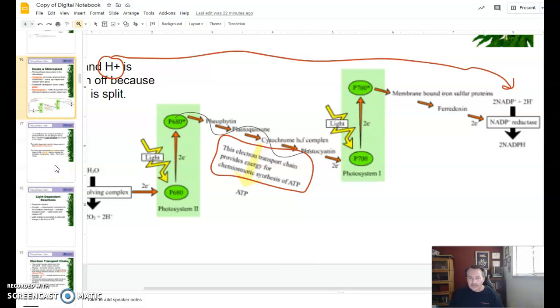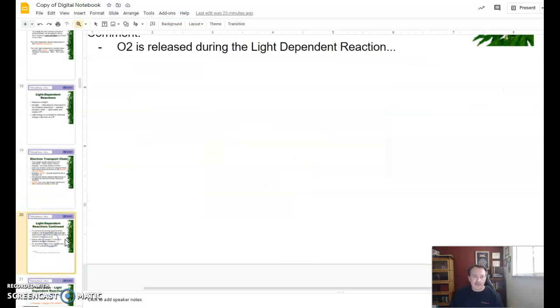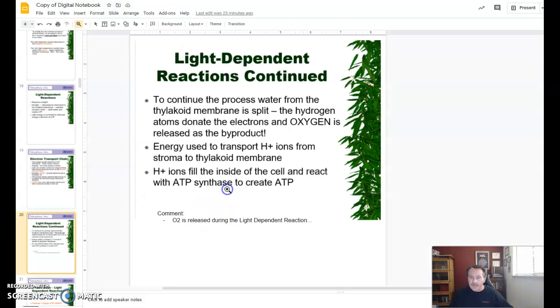The next slides, 17, 18, and 19, just go over what is on the slide itself. So I'm going to jump to slide 20. Slide 20 is talking about the light reaction again, where it's saying that oxygen is being released as a byproduct after water is split.